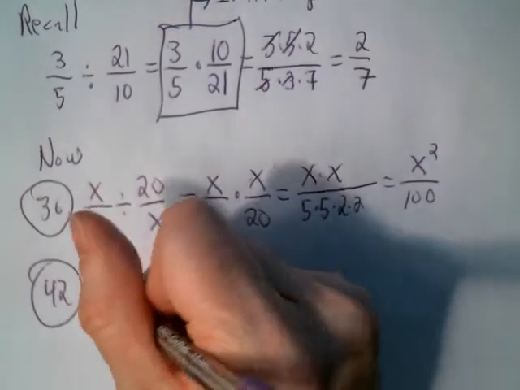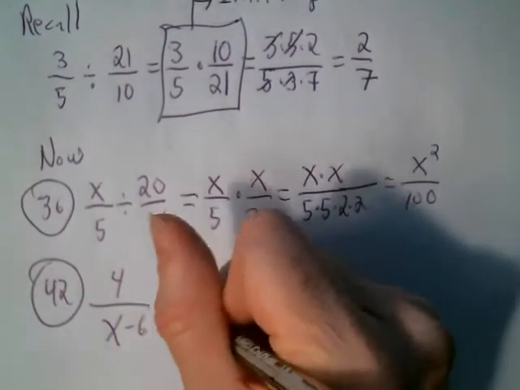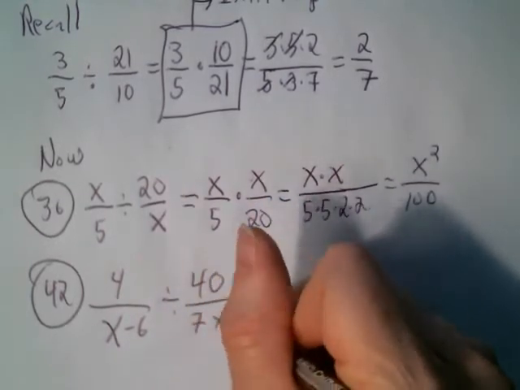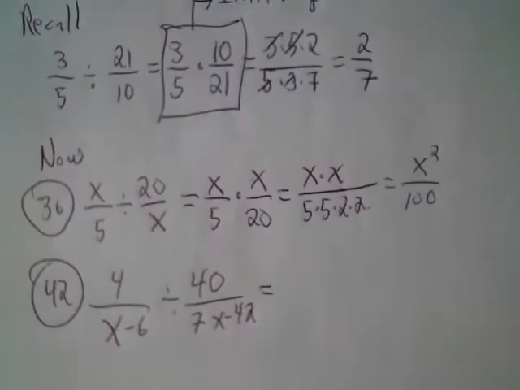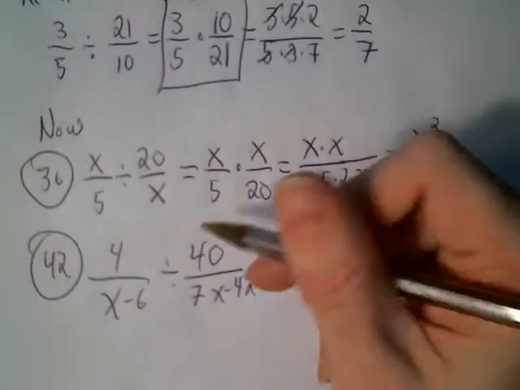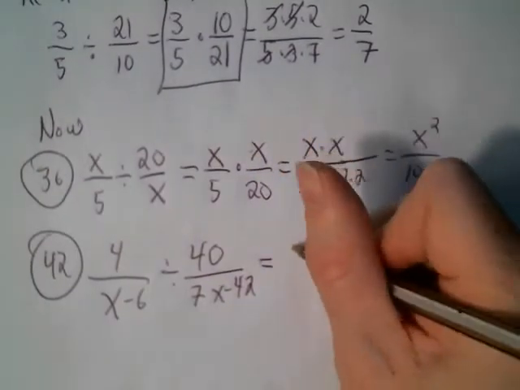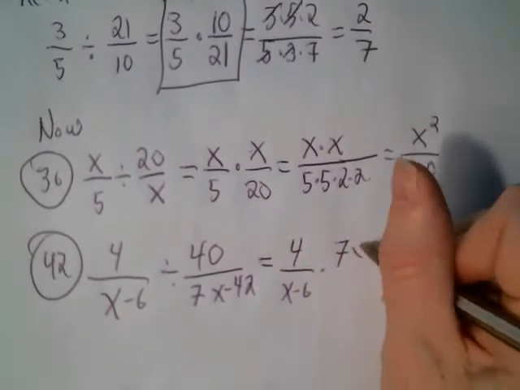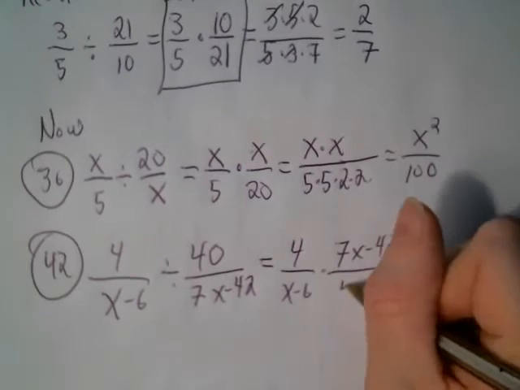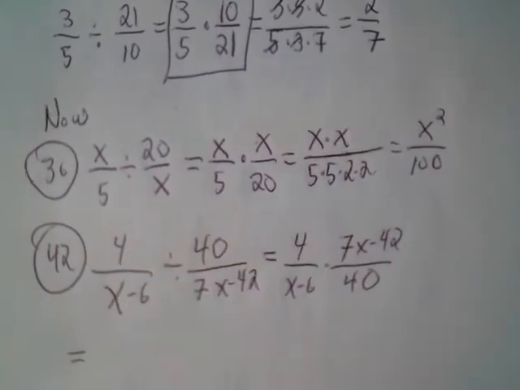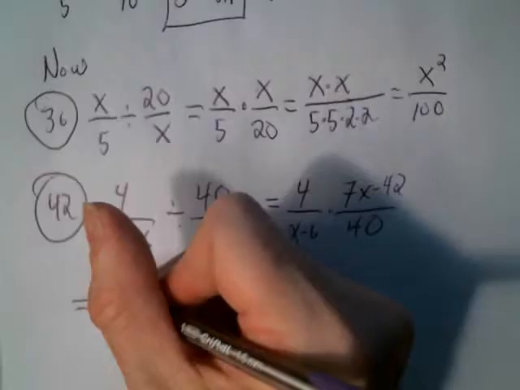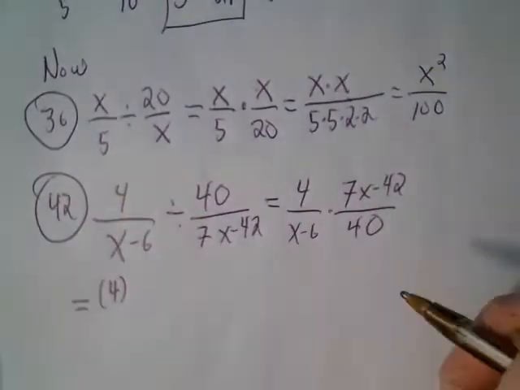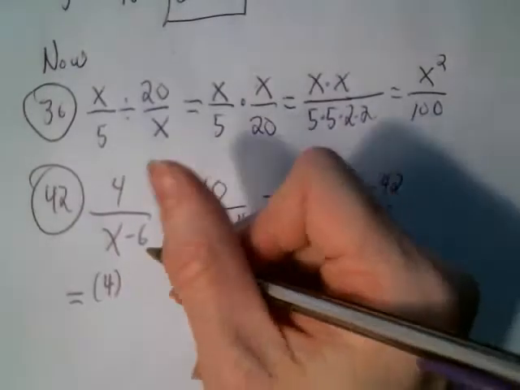42, we have 4 all over x minus 6 divided by 40 all over 7x minus 42. Okay. So first step, change it to multiply and take the reciprocal. Next step, I'm going to factor the heck out of this stuff. So I'm just going to leave the numerical parts alone and presume we know how to simplify that.